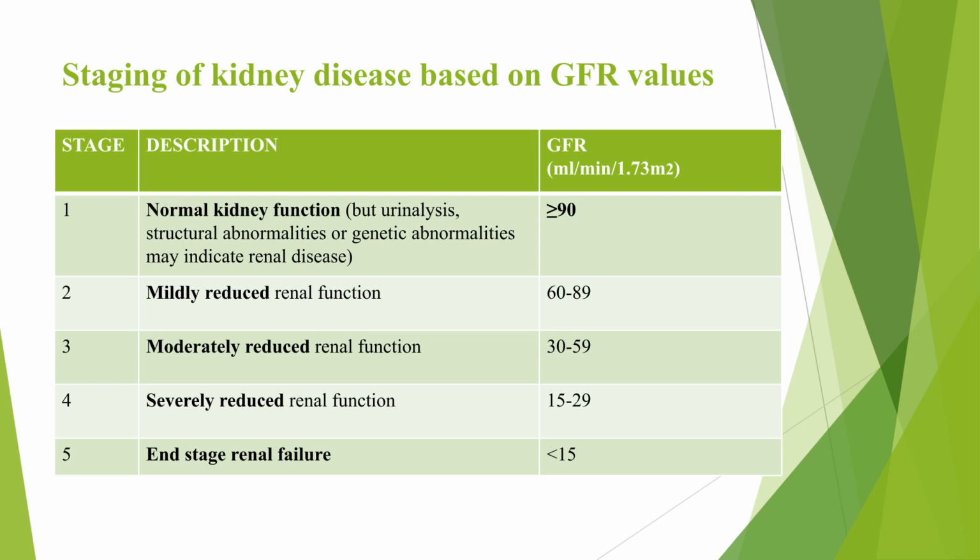Kidney disease is staged based on glomerular filtration rate values. Stage 1 is normal, with GFR at or above 90. Stage 5, end-stage renal failure, is a GFR below 15.